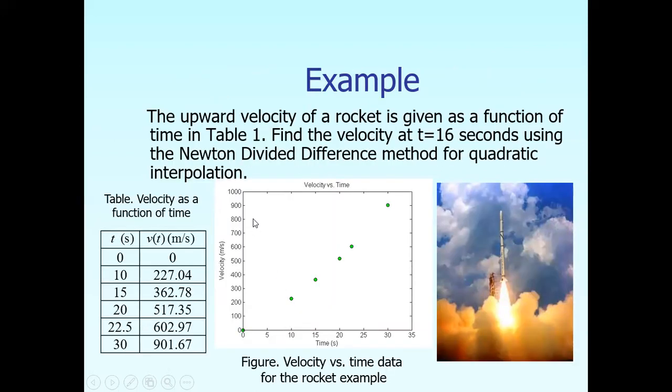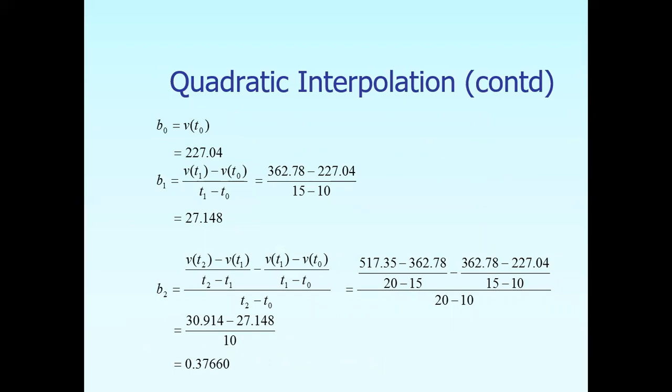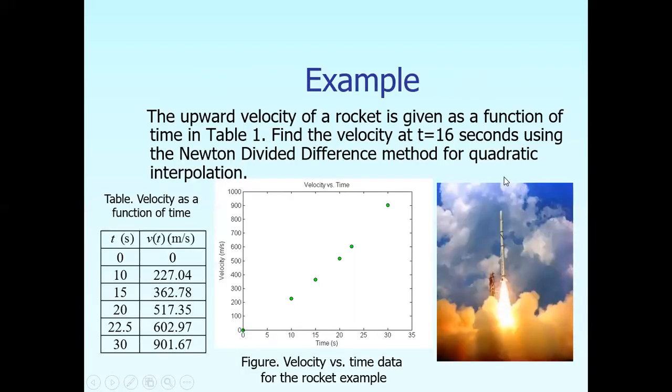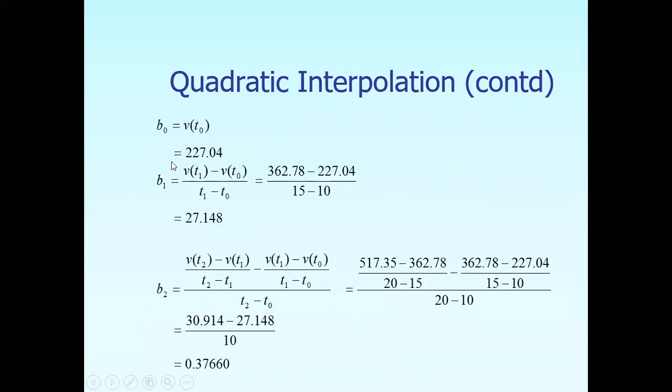This is the same problem. We can find out the value of velocity at t is equal to 16. Here t0, t1, t2 are 10, 15, 20 and the values are 227, 362, 517. Then b0 is equal to 227.04. b1 is found by 362.78 minus 227.04 divided by 15 minus 10, which is equal to 27.148. Again, find the b2.